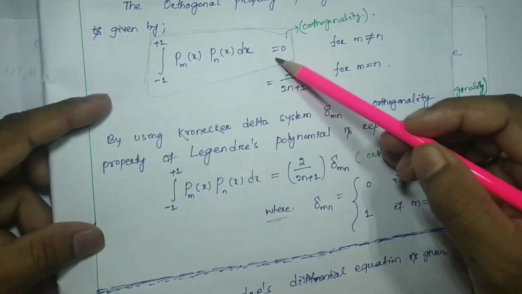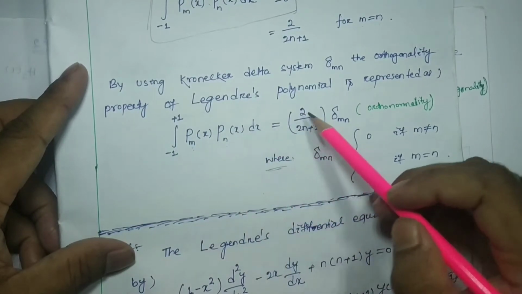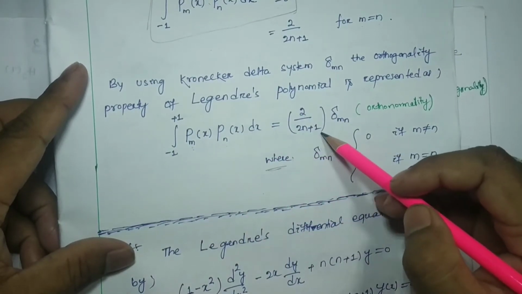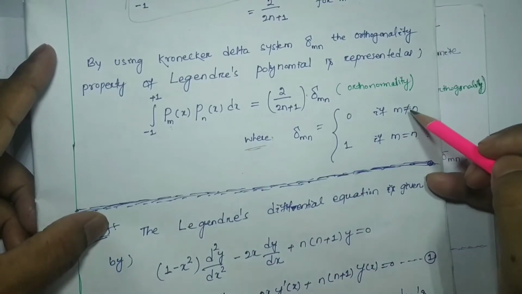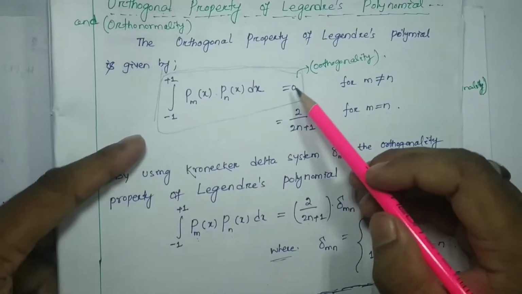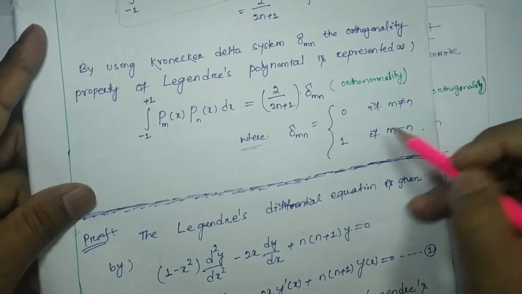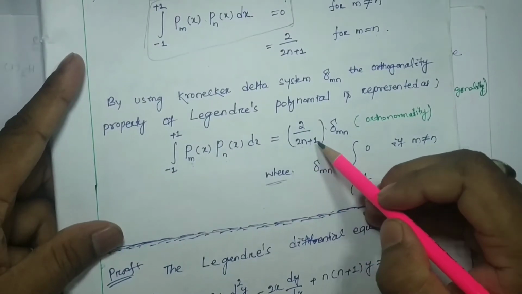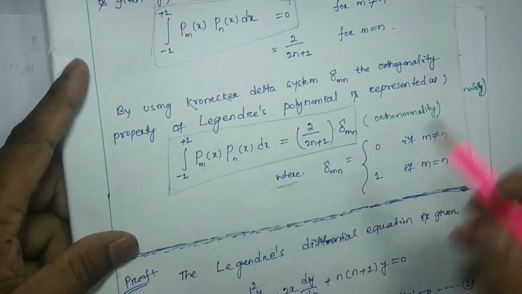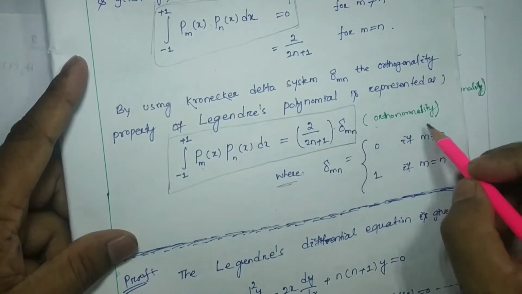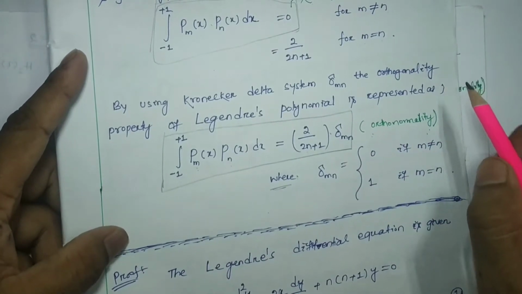So combiningly these two, I can write the integral of P_m(x) into P_n(x) dx equal to 2 by 2n plus 1 into Kronecker delta mn. And we know that if m not equal to n, then it will be 0. It shows the orthogonality property. And if m equal to n, then delta will be 1 and the value will be 2 by 2n plus 1. But combiningly, this equation is called the orthonormality condition, orthonormality property. Remember, this is most important.